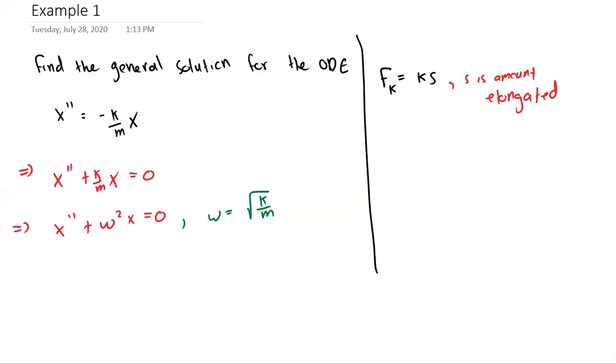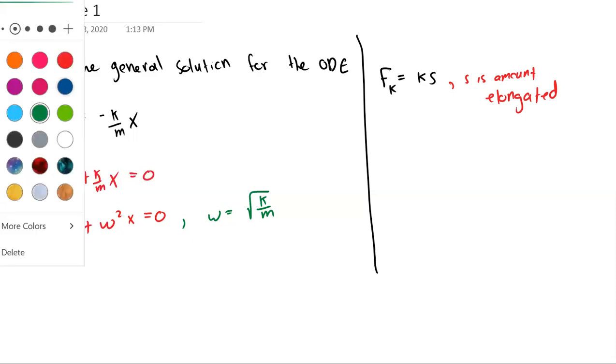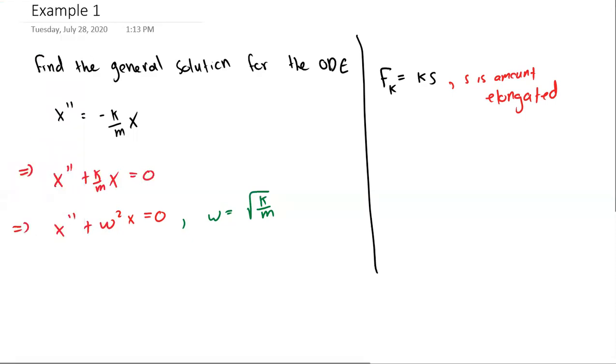So how do I know this? Well, let's say we stretch a spring 2 units. There's going to be a force, and that's going to be proportional to 2 times k.